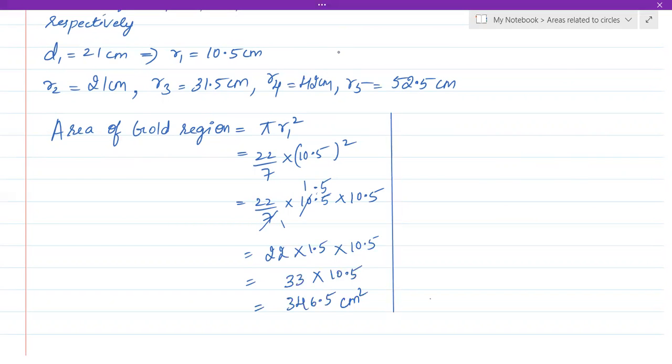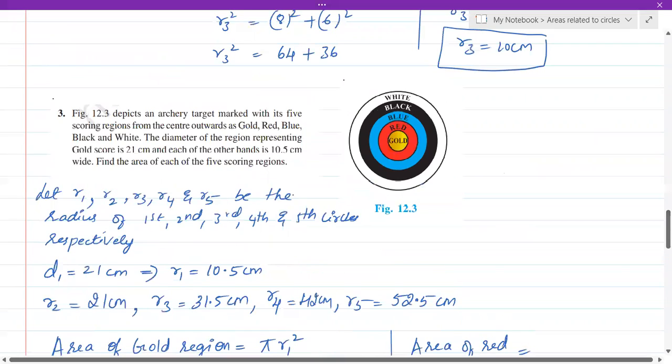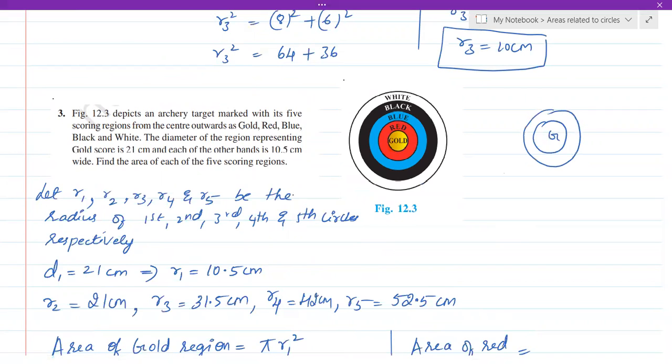Now area of red region. What will be the formula? Now look at the figure. The figure is like this. The gold color is here inside, and outside you got red. Let me shade the red region like this. You want only this region.